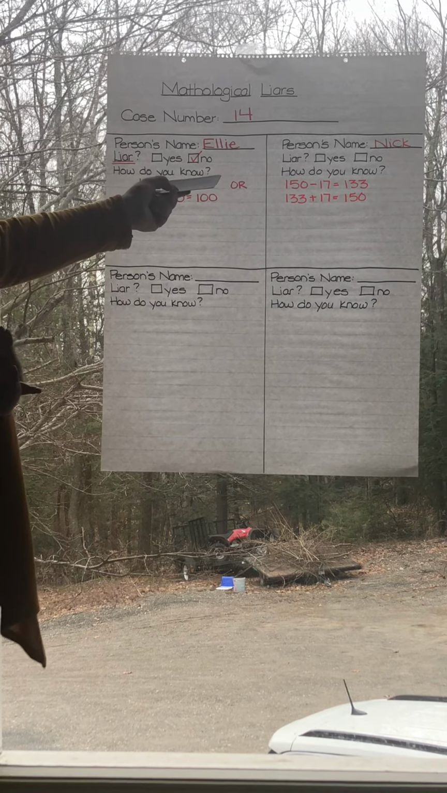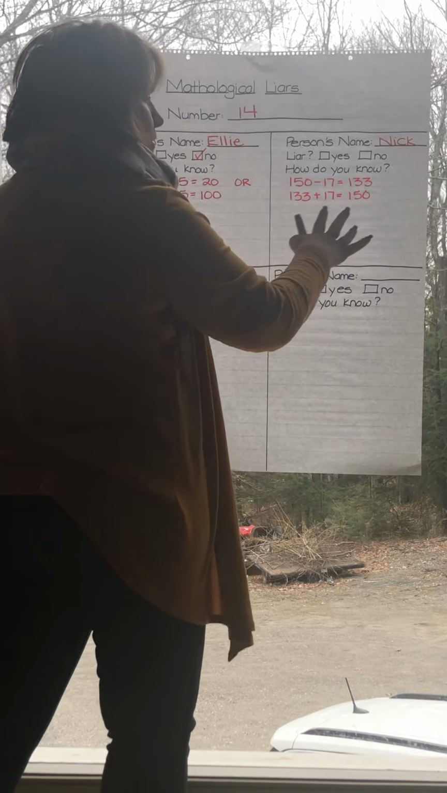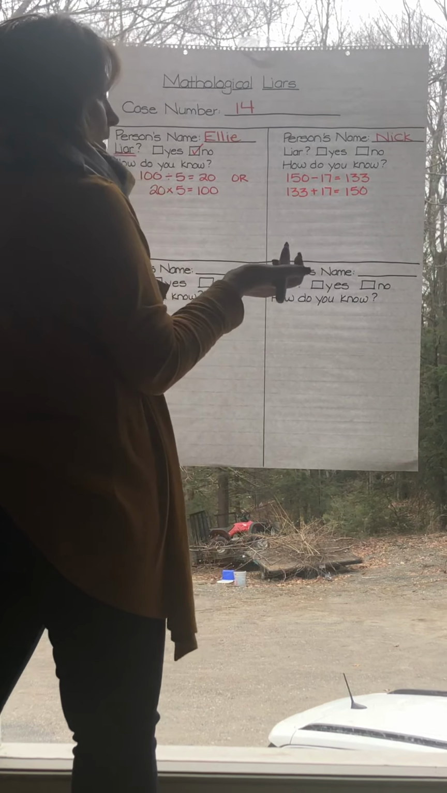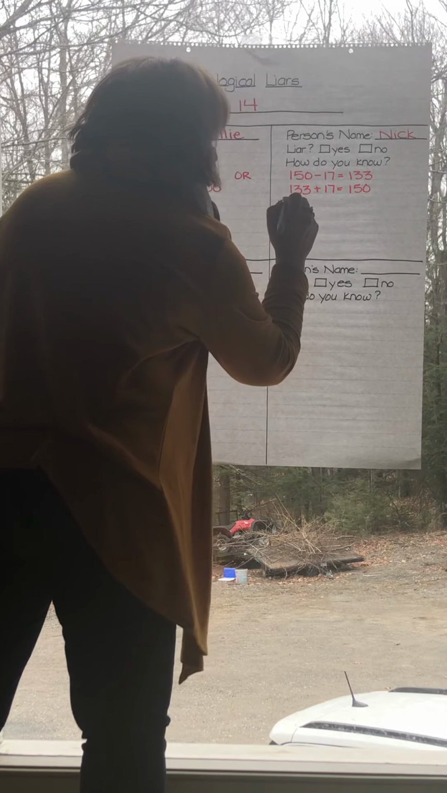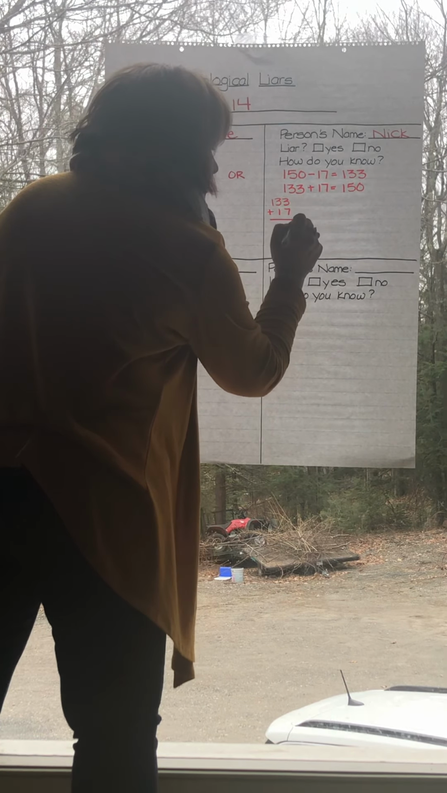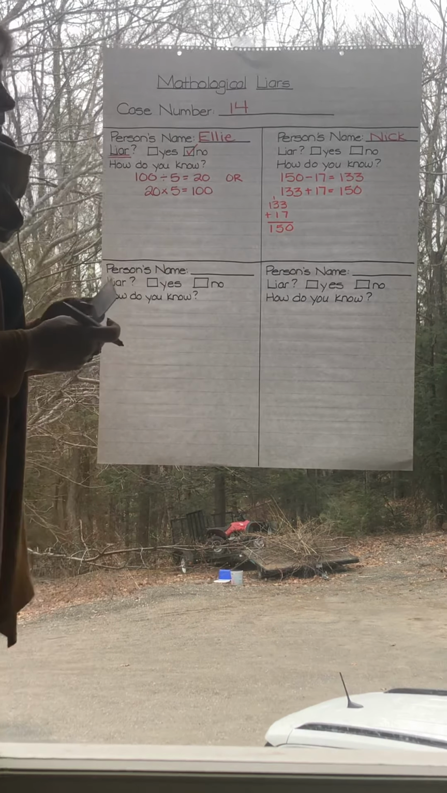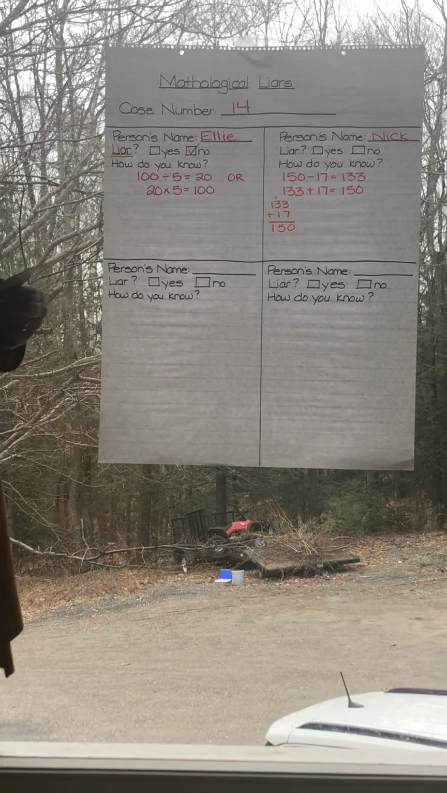You can either try the subtraction or try the addition because you know the digits are set up correctly for the inverse operation. So let's do 133 plus 17, and we would get 150. So he is correct as well, and so Nick cannot be the liar. Okay, let's look at Dina.